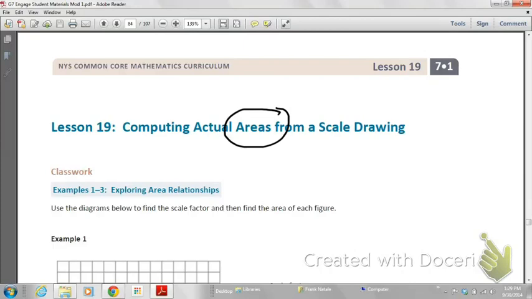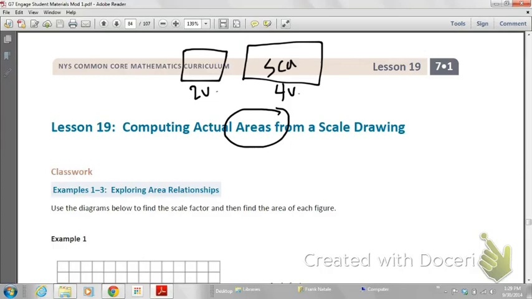If we had a couple of shapes, maybe this is 4 units and this is 2 units. We would actually look at those sides and we might compare. So if this was the scale and this was actual, we would put 4 over 2, so our scale factor would equal 2.